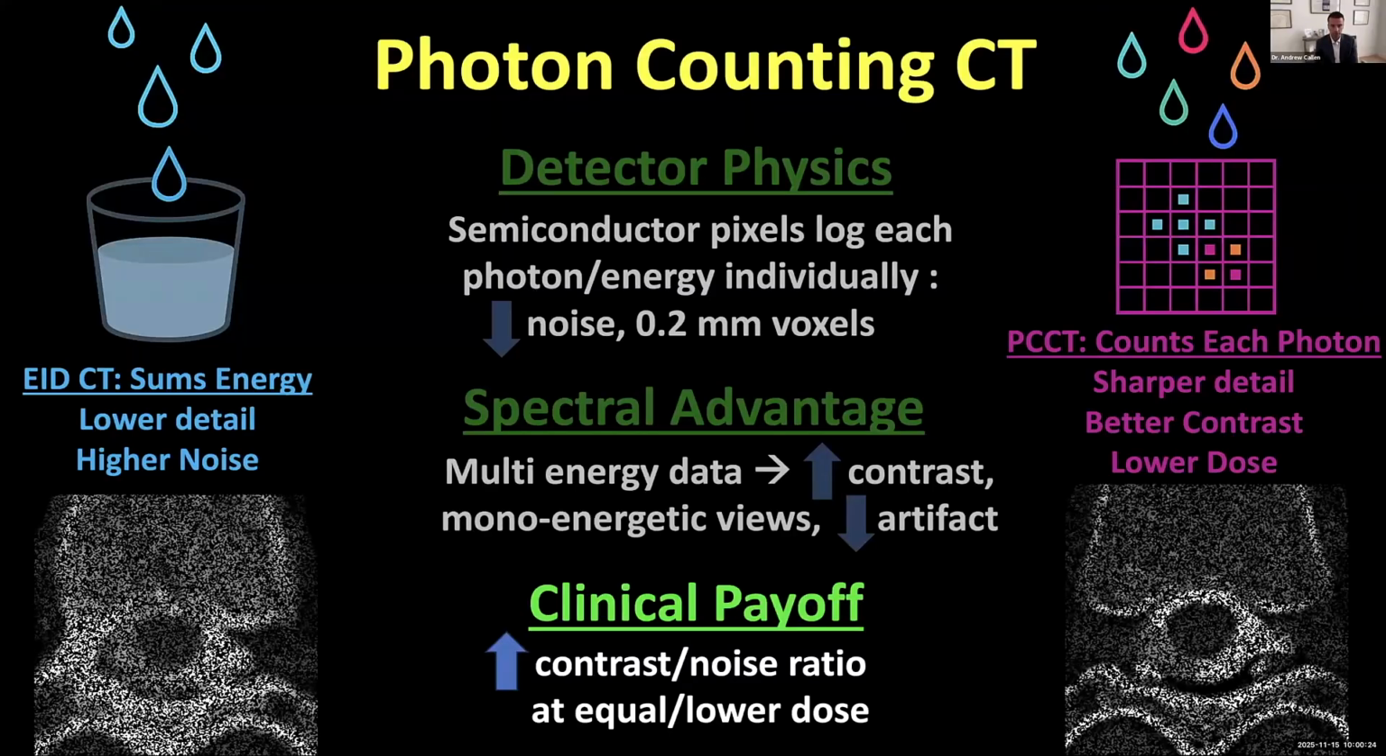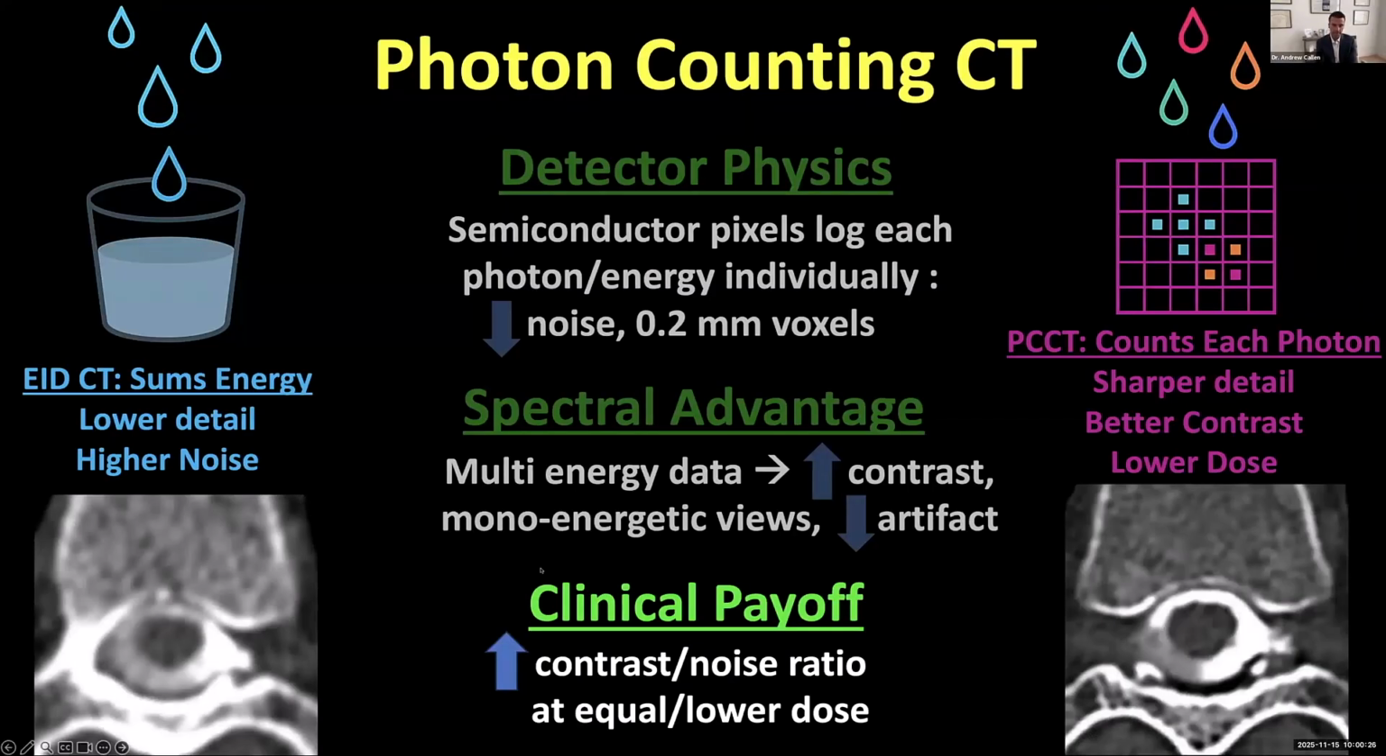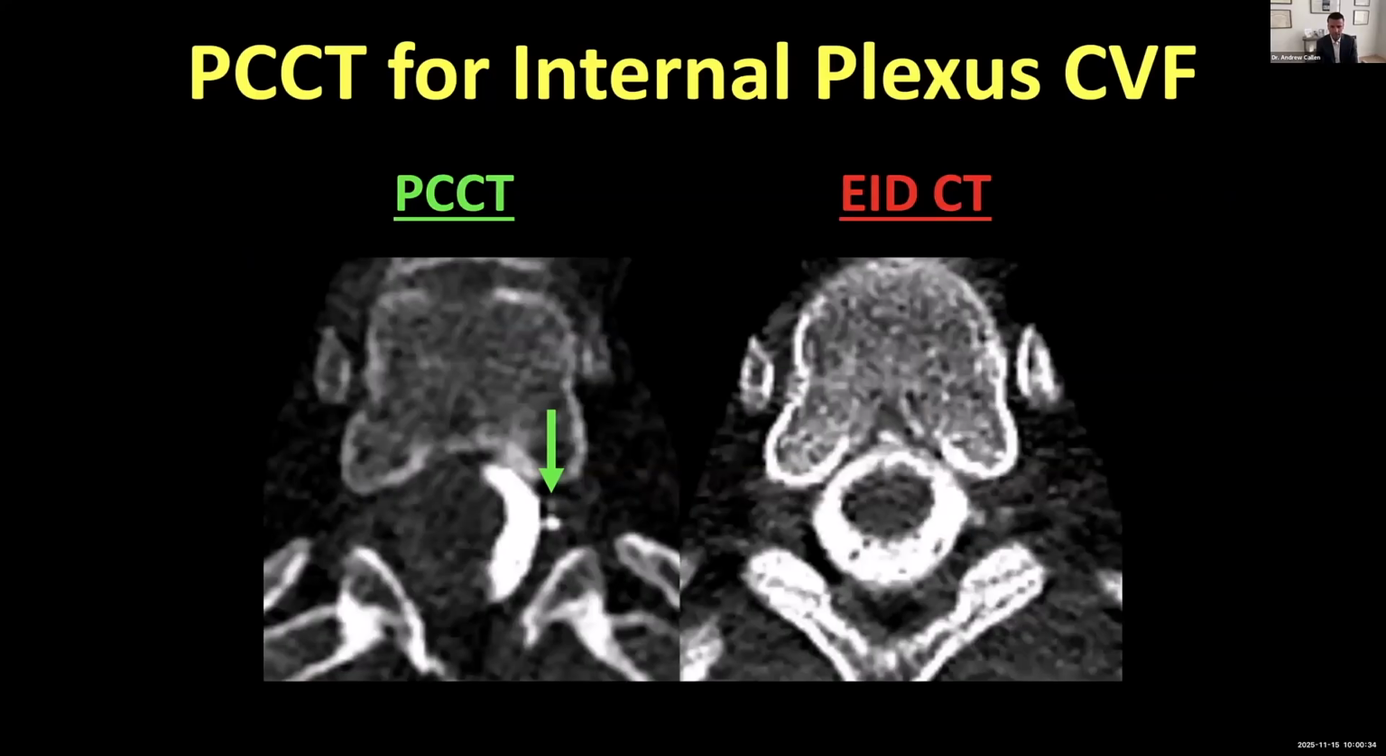This is a very exciting technology, and this is not an example of a CSF leak, but just an example of how much sharper we could see the anatomy here on these two images at the same slice in this patient. It can be very helpful for internal plexus fistulas in particular. Here's a photon counting CT example of a very tiny opacification of this internal epidural venous plexus, which was just not at all visible on the energy integrating detector CT.